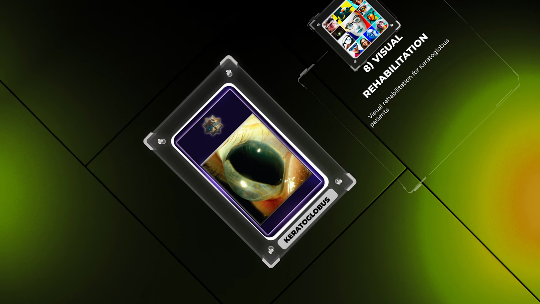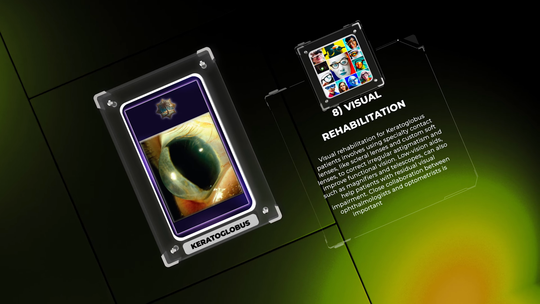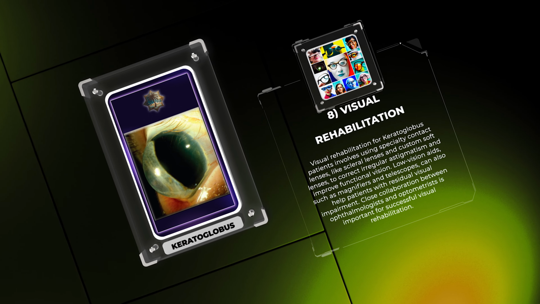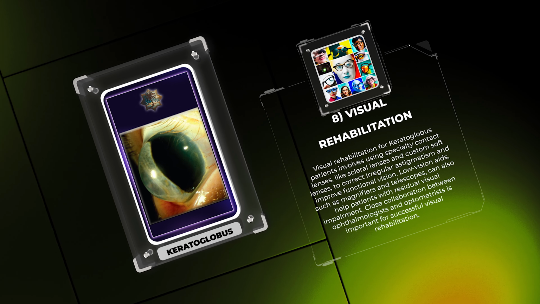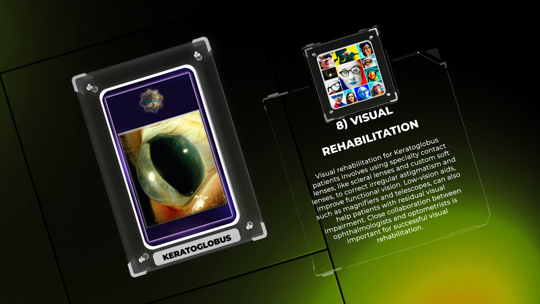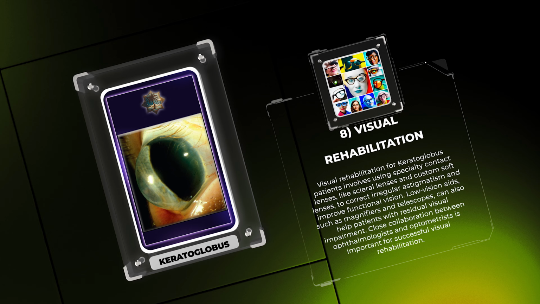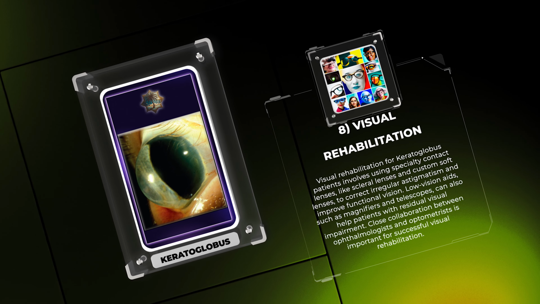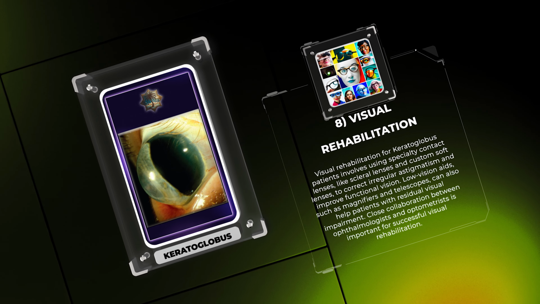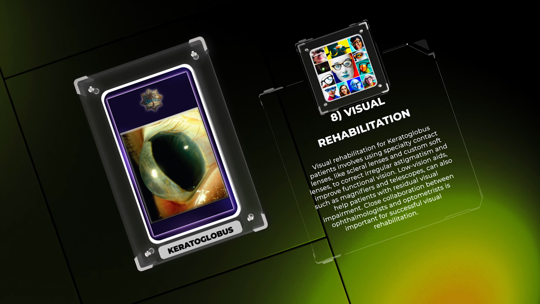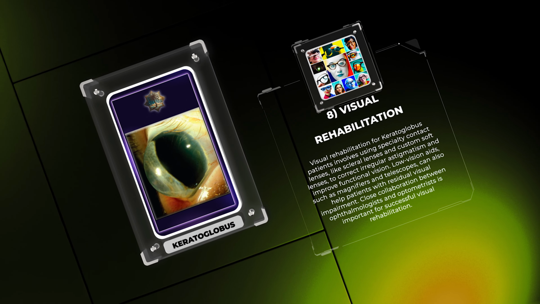Visual rehabilitation for keratoglobus patients involves using specialty contact lenses, like scleral lenses and custom soft lenses, to correct irregular astigmatism and improve functional vision. Low vision aids, such as magnifiers and telescopes, can also help patients with residual visual impairment. Close collaboration between ophthalmologists and optometrists is important for successful visual rehabilitation.